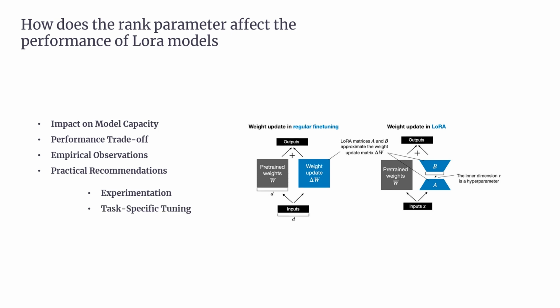2. Task-specific tuning. The optimal rank depends on the complexity of the task and the dataset. Some tasks may require higher ranks, such as 32 or more, to achieve optimal performance.